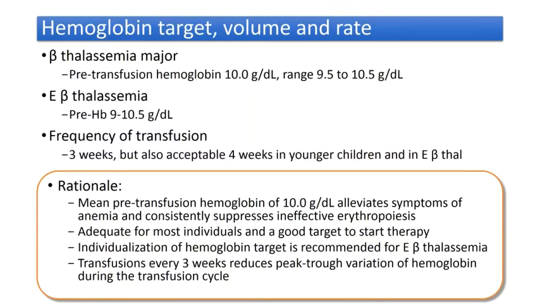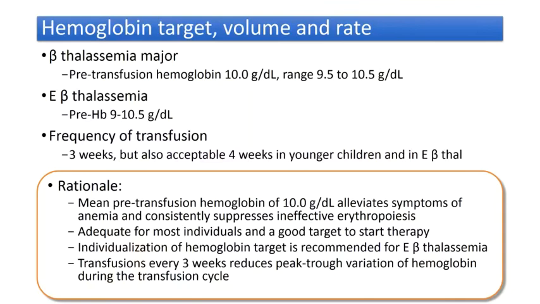In E beta thalassemia, the range is wider for reasons previously mentioned, and the frequency of transfusions we recommend in routine is 3 weeks, but it's also acceptable as 4 weeks in young children and possibly in patients with E beta thalassemia. The rationale is presented below.